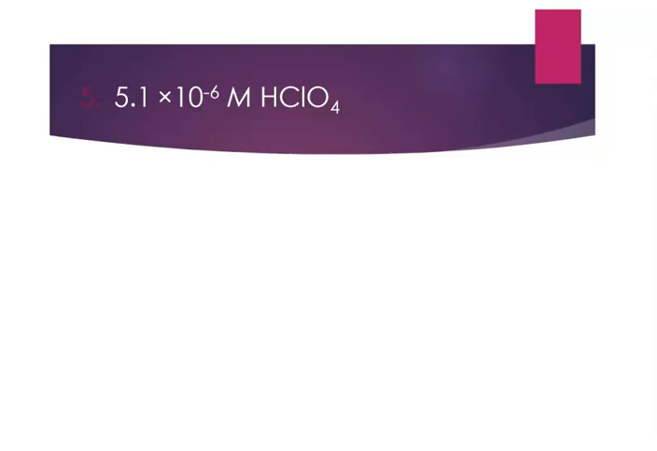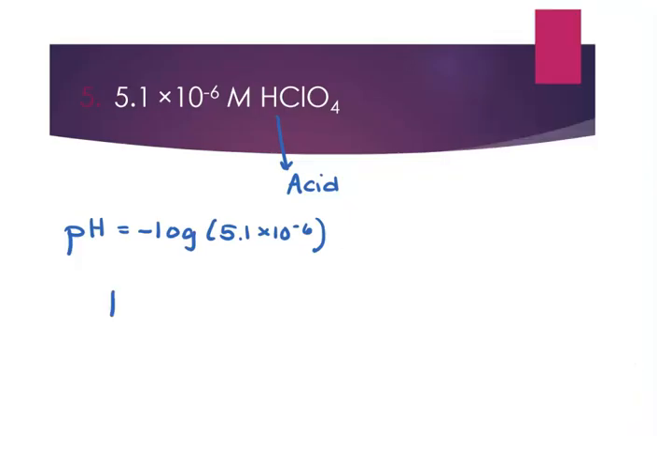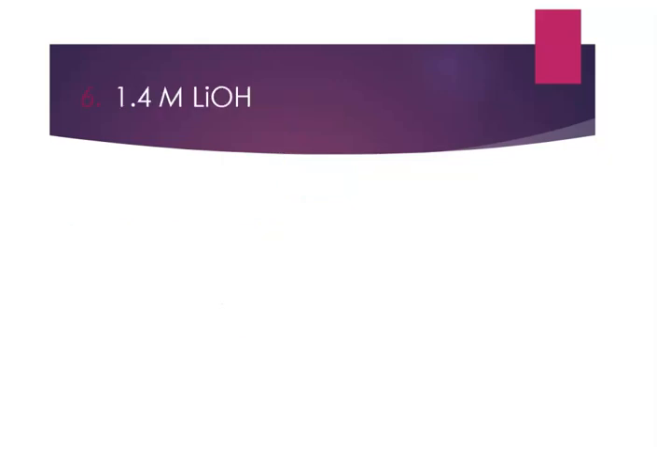I have 5.1 times 10 to the negative 6 molar HClO4. So again, it starts with H, which means it's an acid. So negative log is going to give me the pH. So negative log 5.1 times 10 to the negative 6. Negative log 5.1 times 10 caret negative 6, close parentheses, and we get 5.29, which is going to round to 5.3. So my pH is going to be 5.3. All right, let's look at one last one here.